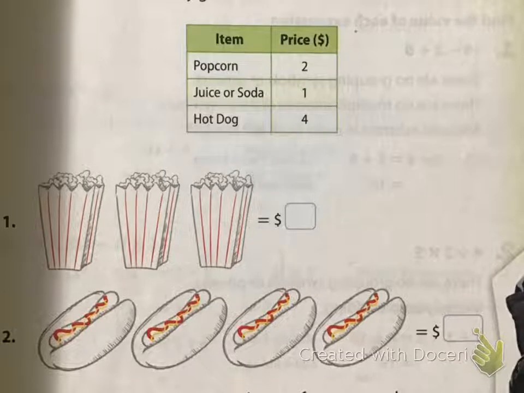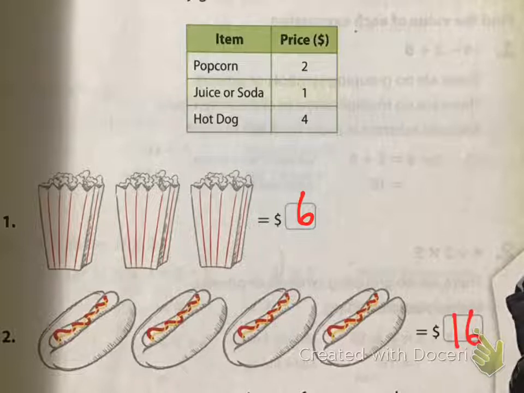Raise your hand. I'm going to say, how many do we have, Em? We have 3. And how much does each box of popcorn cost, Ani? $2. So how much does 3 boxes of popcorn cost, Amari? $6. Excellent. How many hot dogs do we have, Shiley? How much does each hot dog cost, Olivia? 4.